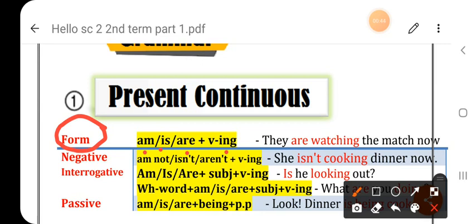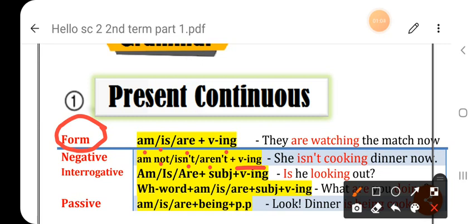But if I want to make it negative, simply I will add not. Am not, is not or isn't, are not or aren't. But plus your verb ing as it is, no infinitive. If we want to make a negative in the present continuous, you will add not only, and your verb ing as it is.